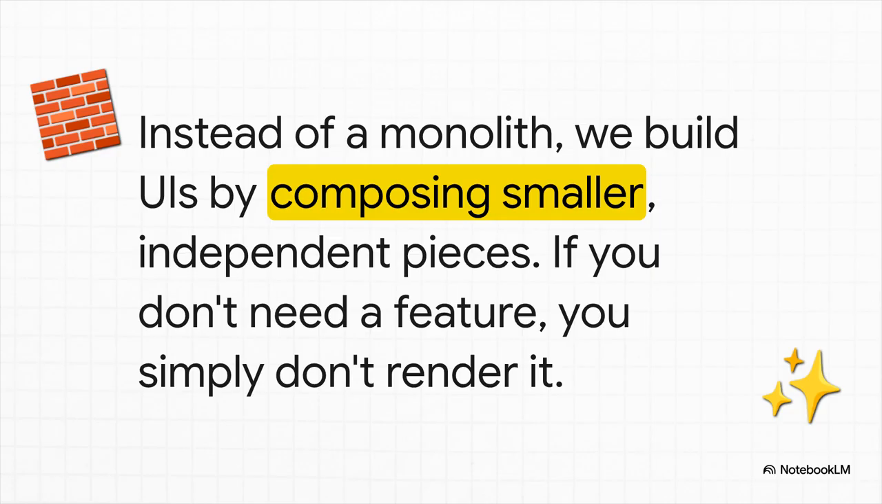Instead of one big monolith, we have a set of building blocks, a header, an input, a footer, some action buttons, and we build the exact UI we need by simply composing these pieces together with JSX. If you don't need a file drop zone, you just don't render it. No Boolean prop required. It's that simple.